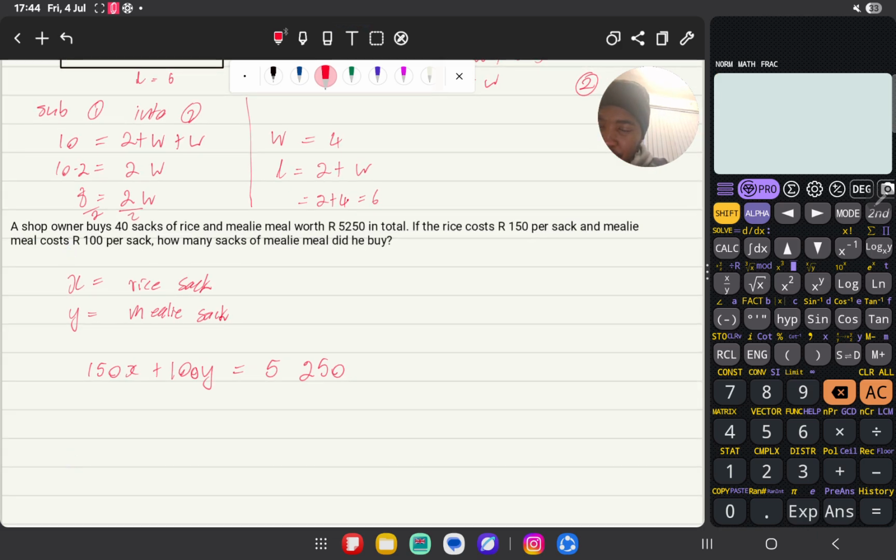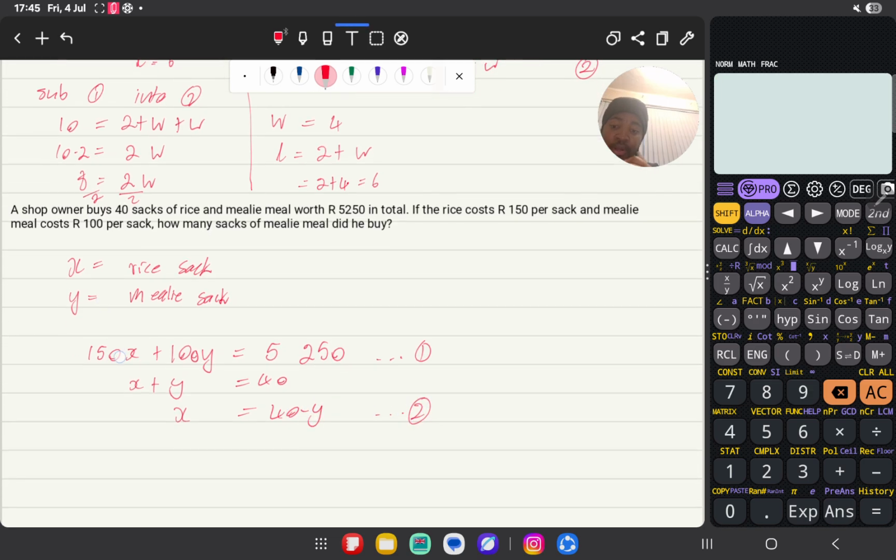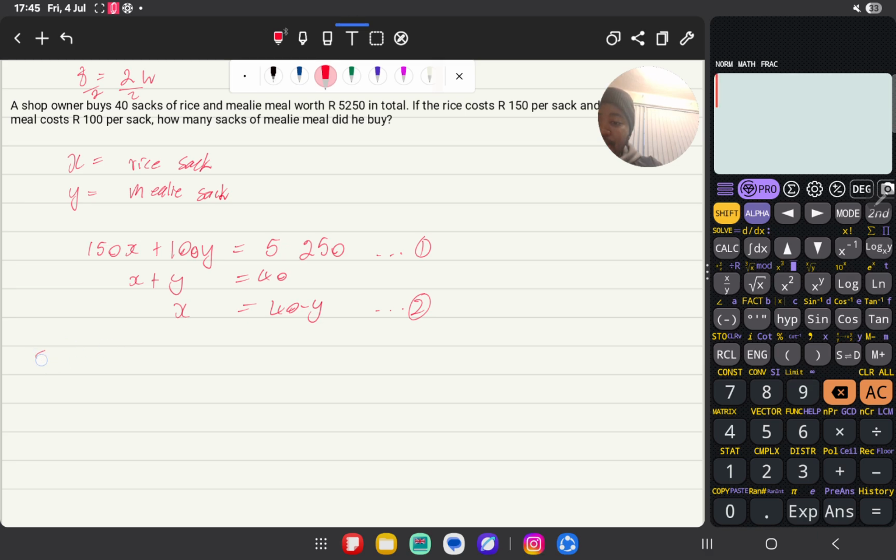And then, how many did he buy? He bought 40, and that 40 is a combination of the two, so we could say x plus y equals 40. Do you see? Say this is equation 1, and this one I will write as x equals 40 minus y, and this is my equation 2. So after doing all of that, I'm substituting equation 2 into equation 1.